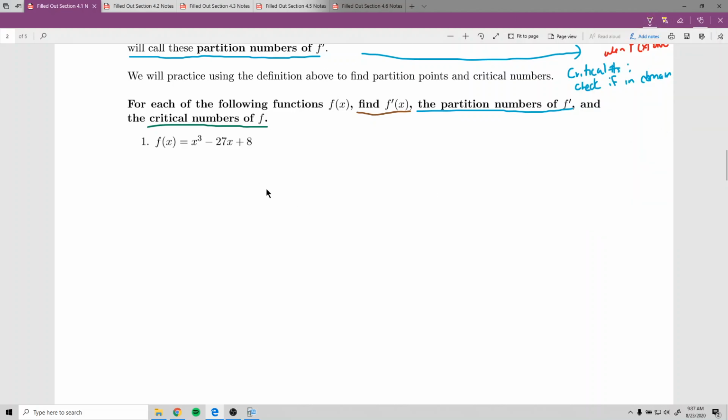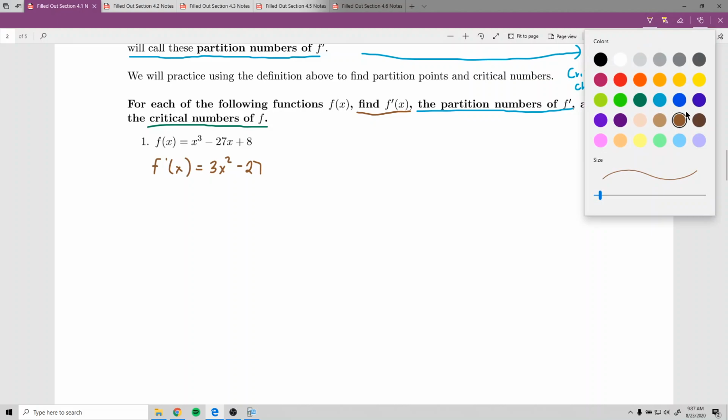Right, so we'll just do that in order and kind of talk about it as we go along. So the derivative, nothing special here. The derivative of x cubed is 3x squared. The derivative of 27x is 27. And the derivative of 8 is 0. So that's our derivative.